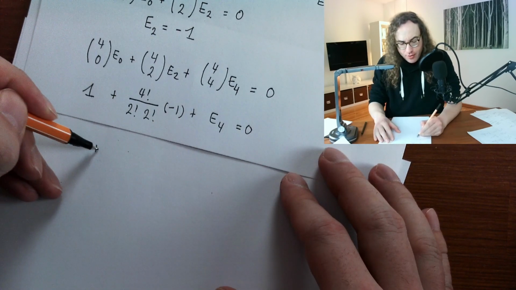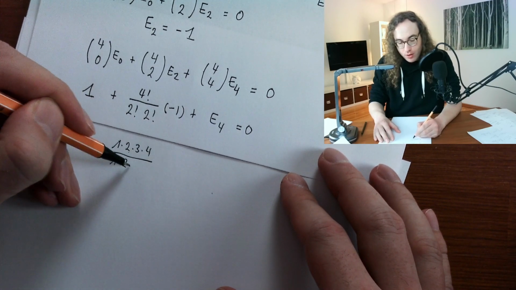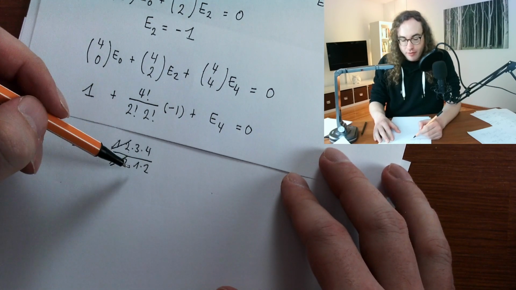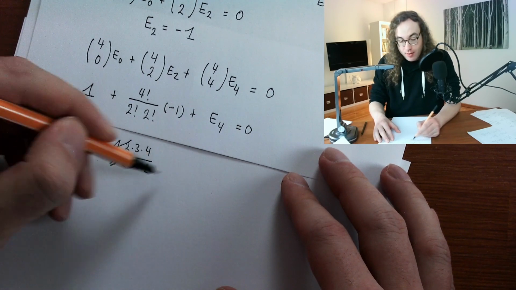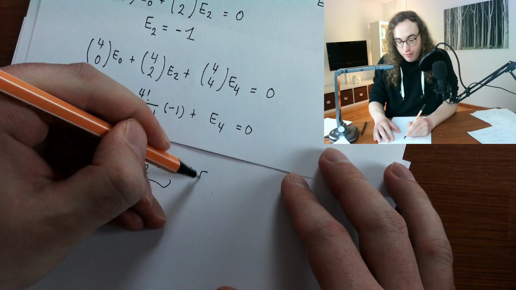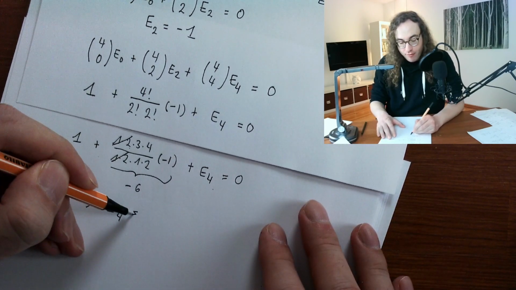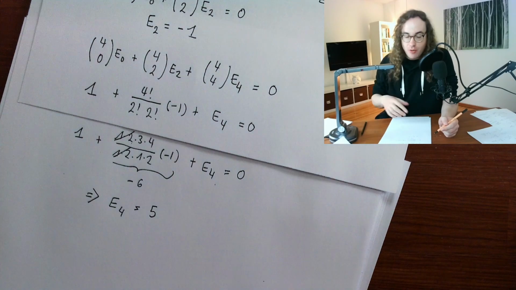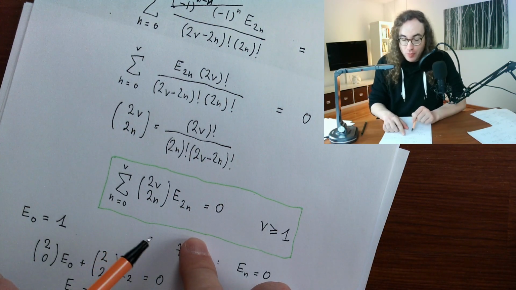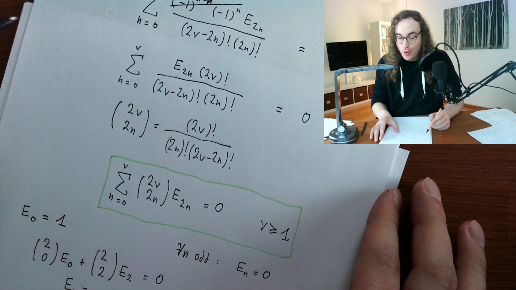This is what we'll compute now. So this is 1 plus, okay, 1 times 2 times 3 times 4 divided by 1 times 2 times 1 times 2. These two cancel. 3 times 4 is 12, divided by 2 is 6. So this will be minus 6. This is minus 6 plus E_4 is 0. So I see E_4 is 5. And now with the same strategy, you can compute all the Euler numbers. A formula like this might not be very easy to remember. So let me just show you a cute little trick how to remember this formula.